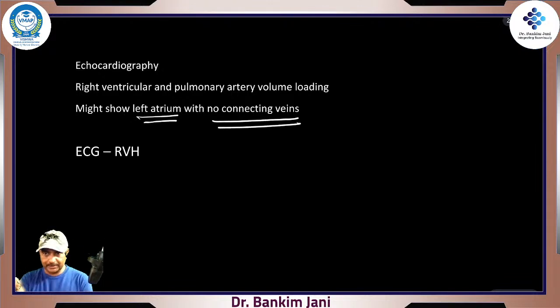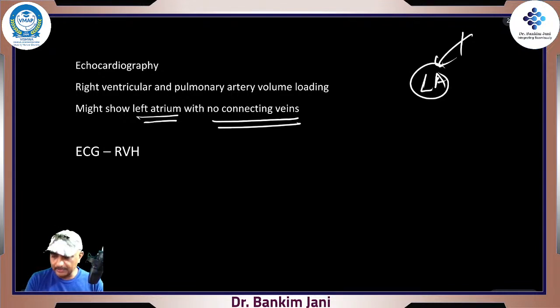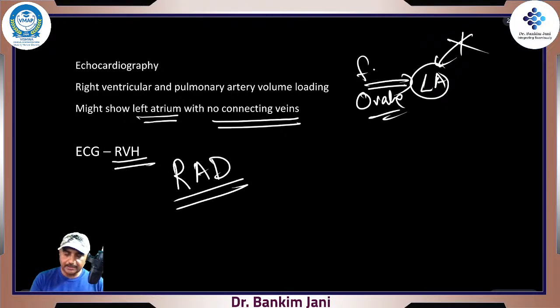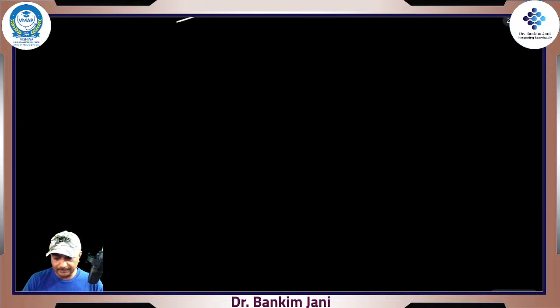That's what we talked about, and that's what you really asked, right? In the left atrium, there are no connecting veins. Can happen, right? Or some veins are there, or otherwise they are coming via the foramen ovale. The blood is coming via the foramen ovale. So in ECG, we'll see right ventricular hypertrophy. And with right ventricular hypertrophy, there is right axis deviation, and the rest you know very well, right? So these are the 5 major things which you see in the right to left shunt.